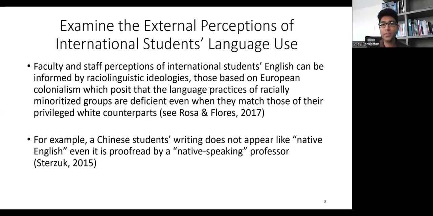So with racial linguistic ideologies, right, we can't separate language practices from the racialized bodies that produce these practices, right? So if I have a negative perception of Chinese people in general, right, I'm going to have a negative perception of their language practices, even if they're doing something that's perceived as a privileged way of doing language, right? So racial linguistic ideologies intertwine language practices and racialized bodies once again.